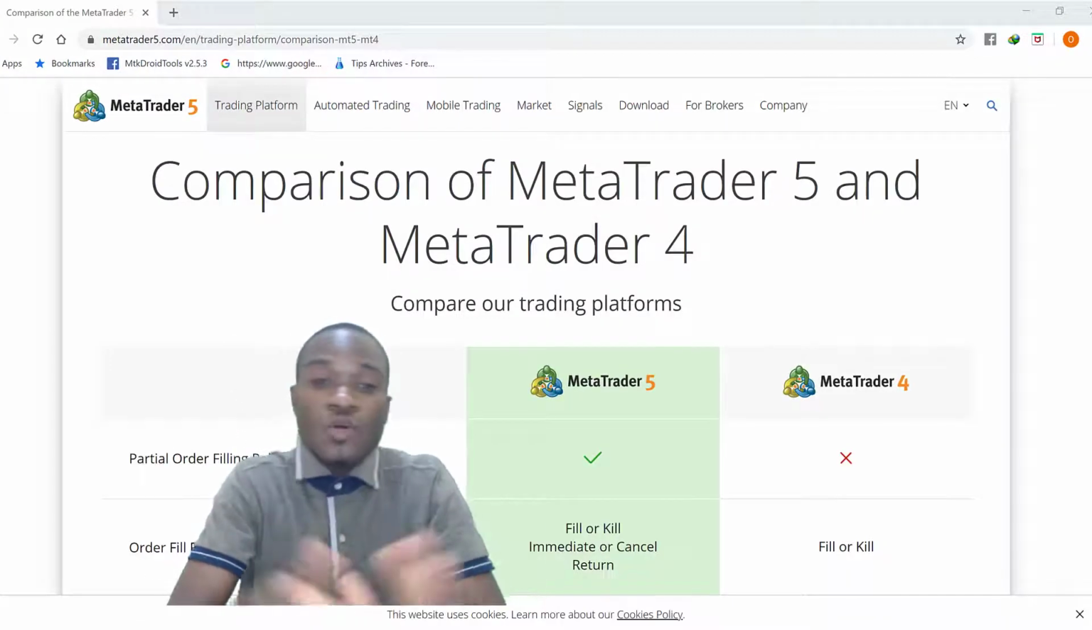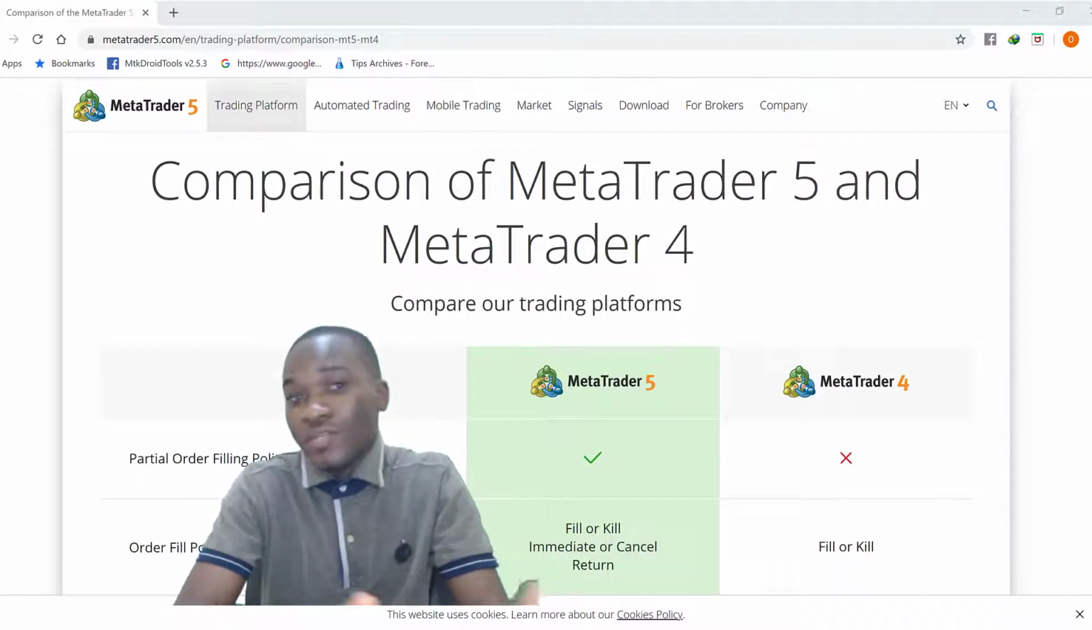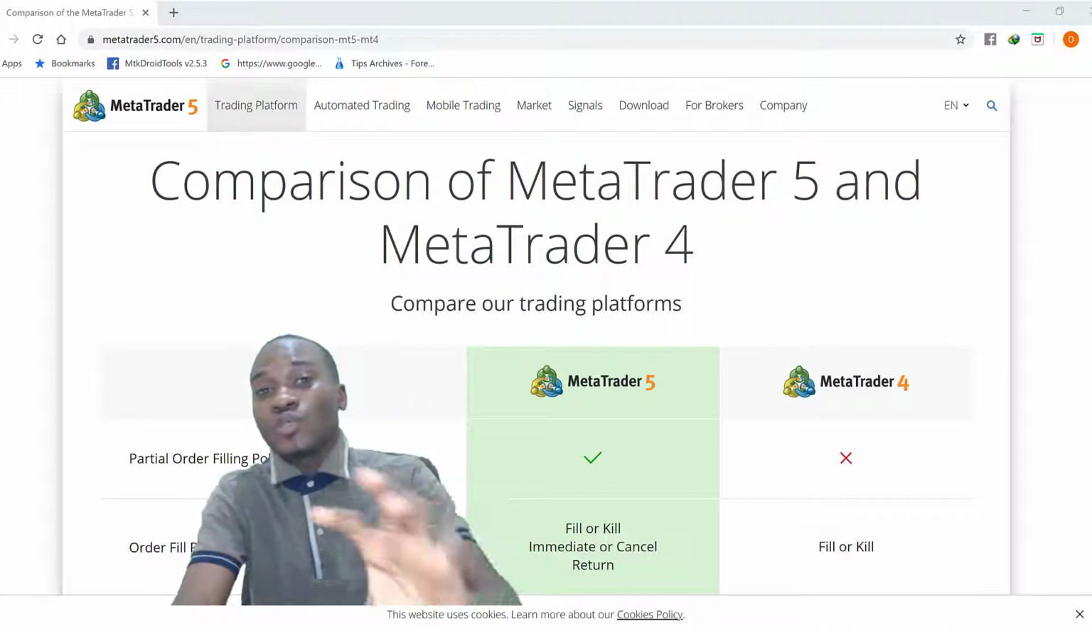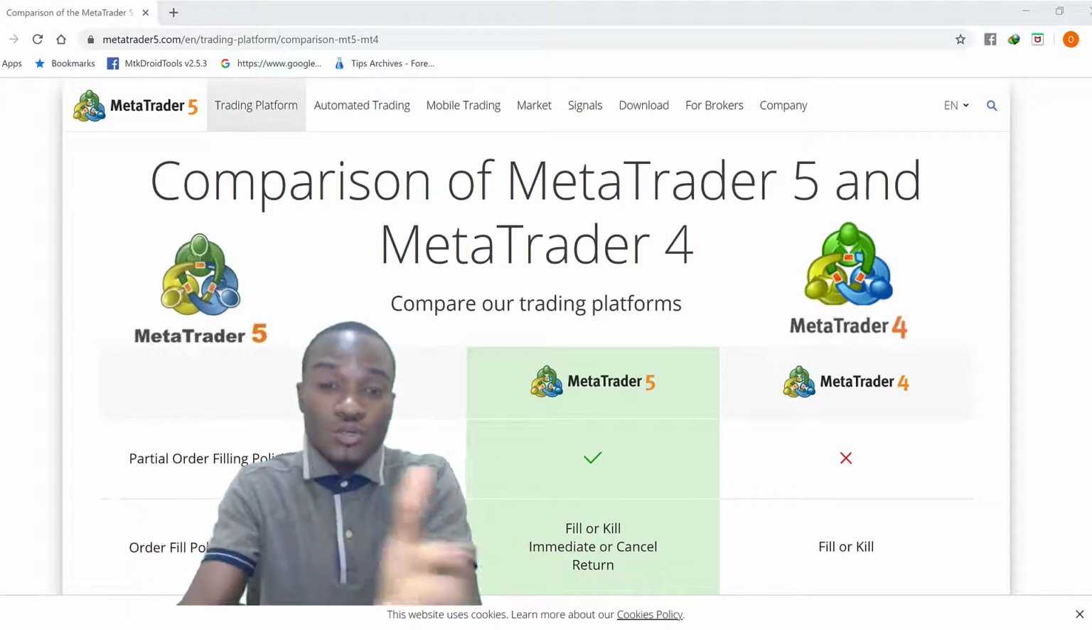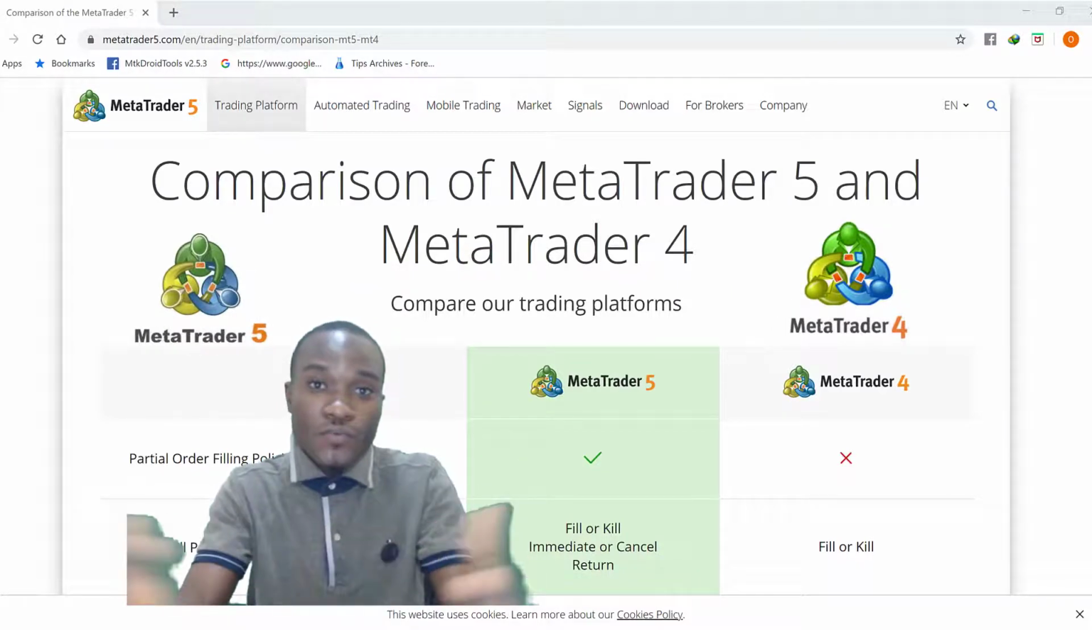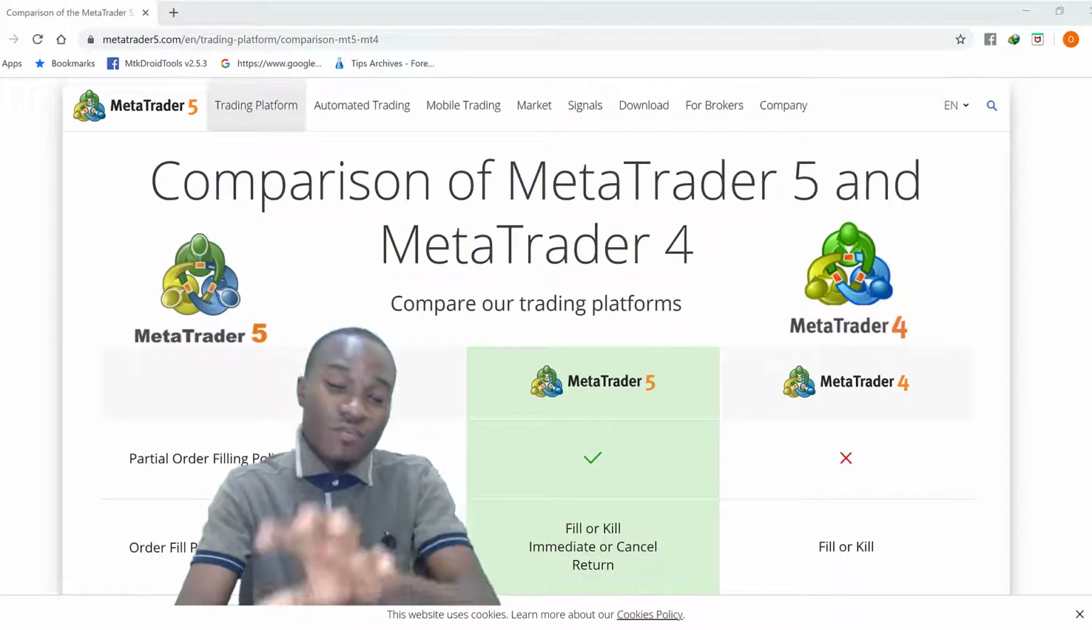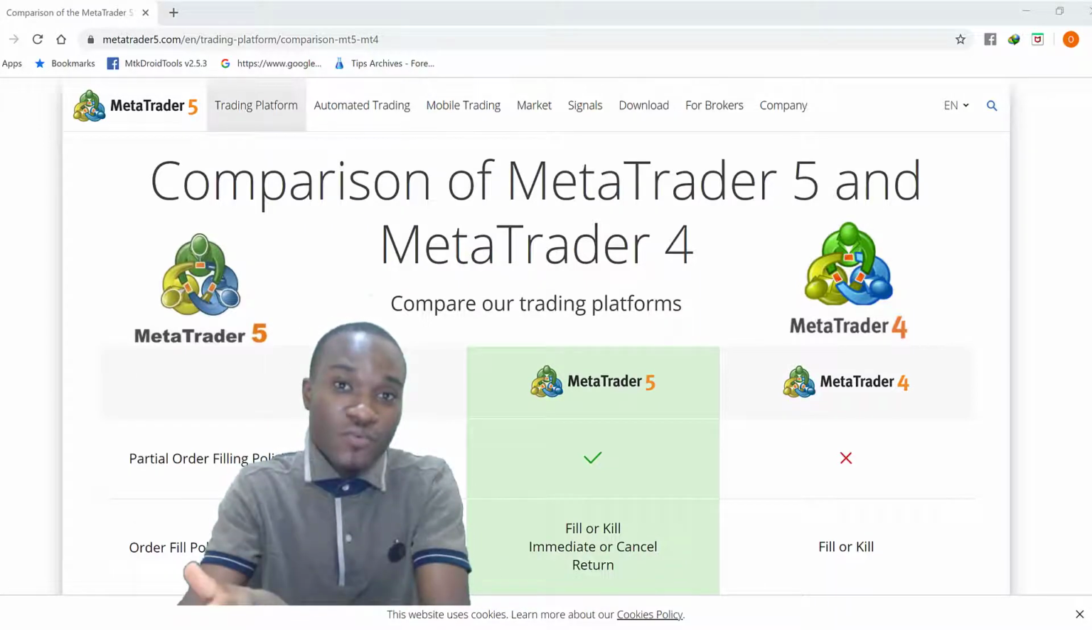So before we start giving the comparison of the Metatrader 4 and the Metatrader 5, we actually need to know the definition and the usage of this trading software. Maybe you are a forex beginner. Let's quickly give a definition of the Metatrader 4 or the Metatrader 5.